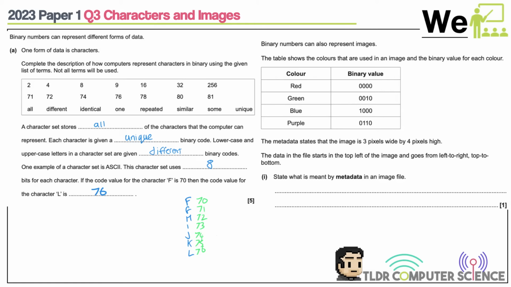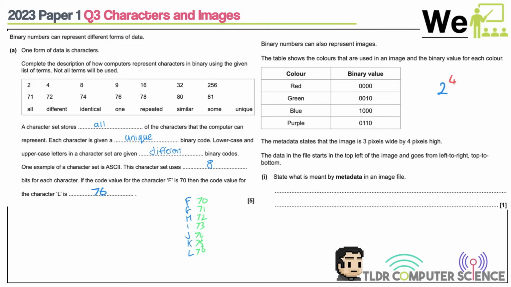Anyway, okay. Binary numbers represent images. The table shows the colors that are used in an image and the binary value for each color. How many colors do we have? We've got 4. Actually, what's our color depth? How many bit color depth? 4-bit color depth, yes? Given that we've got a 4-bit color depth, how many colors could we have in total? 16, because it would be 2 to the power of 4. Yes? Just so we know.